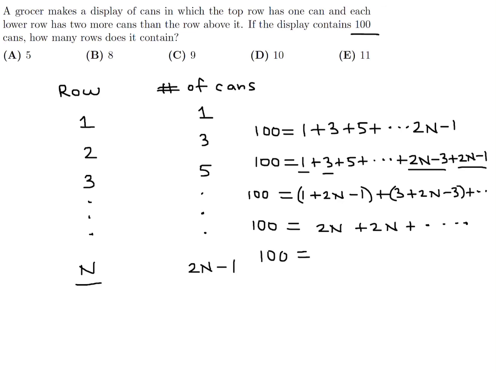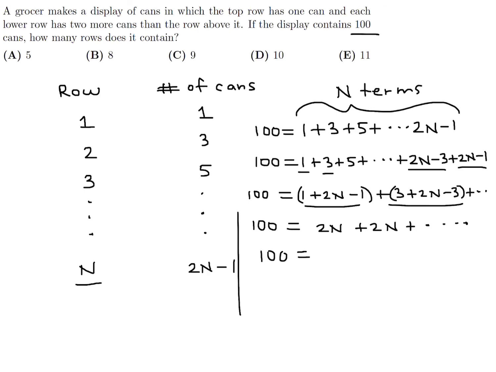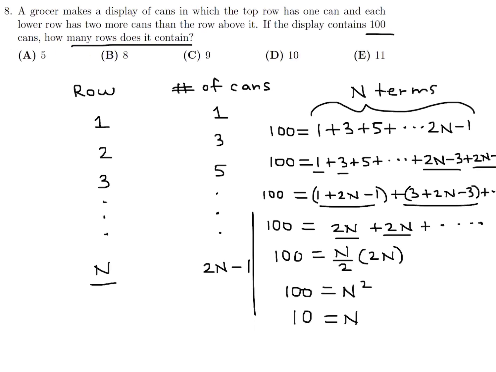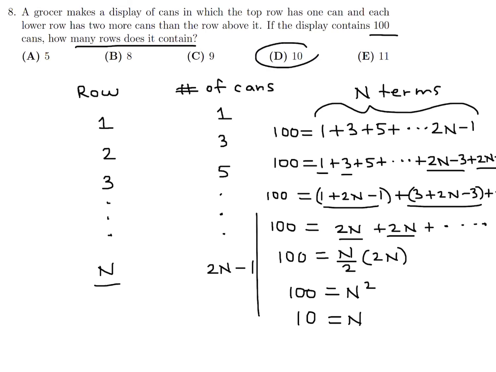Now, how many 2n's do I have? Well, initially here, I had n terms, right? And then when I grouped them, I created n over 2 pairs. So each of these pairs, there's n over 2 of them. Since I added each pair, there's n over 2 times 2n. That's the sum. And therefore 100 equals n over 2 times 2n, the 2's cancel and this becomes n squared, and therefore n is 10. So there are 10 rows in this particular question. So number 8, the answer is D.